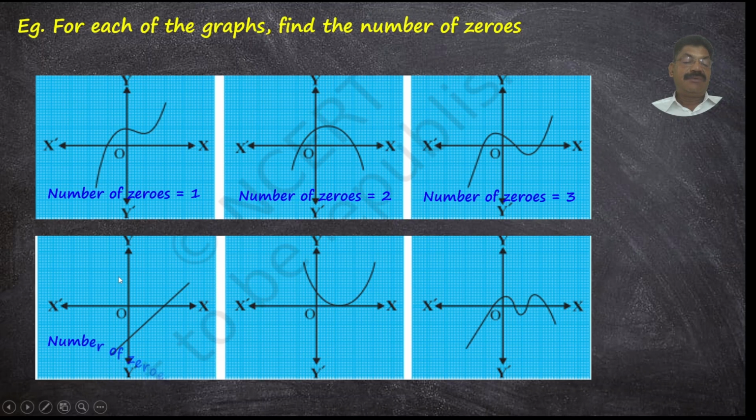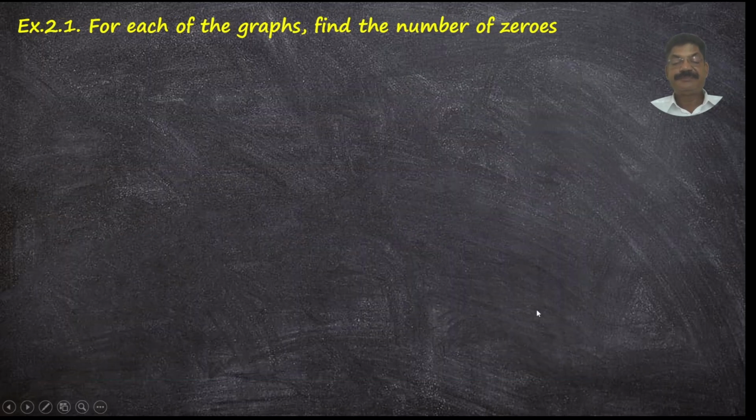Here, it is only 1. And here, it is only 1, because it touches the x-axis at only one point. Here, the number of zeros is 4. The last diagram, the number of zeros is 4.